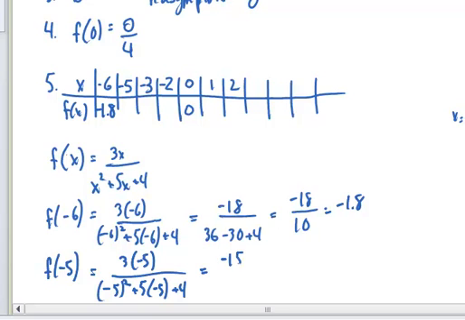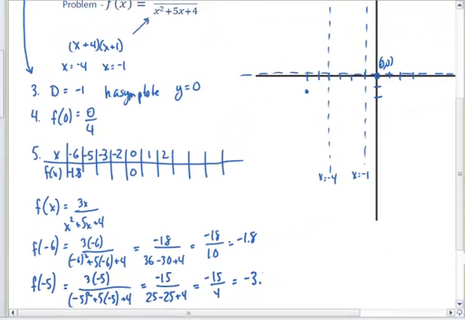And that equals negative 15 over 25 minus 25 plus 4. And that is going to be negative 3.75. So I get the feeling, or the data shows, that my curve is moving in that direction.